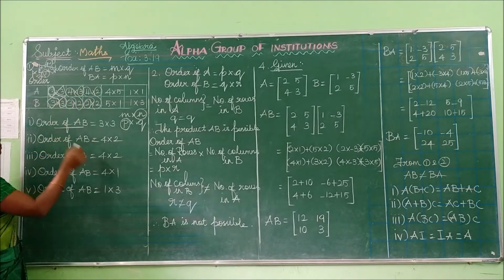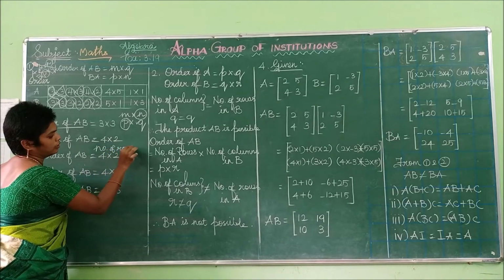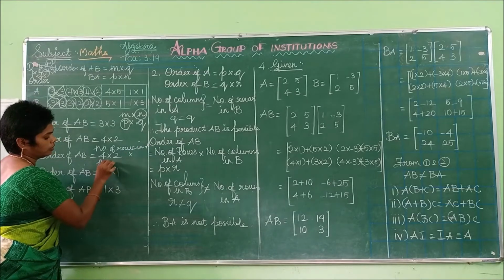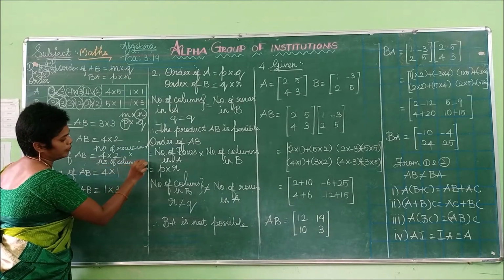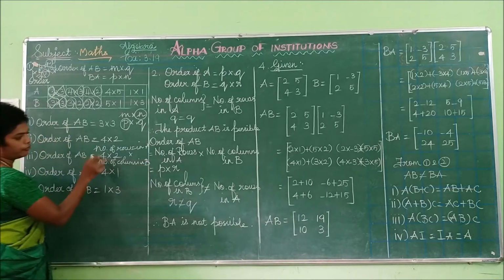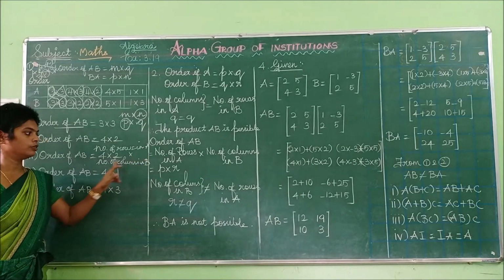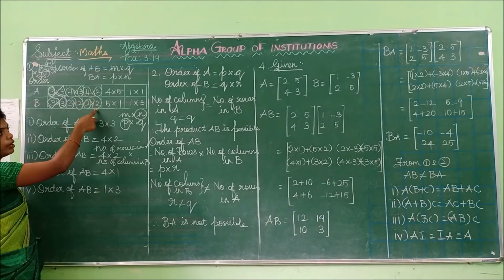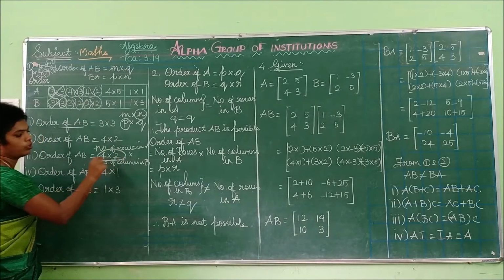Number of rows in A into number of columns in B. This is our order of AB. Our order of AB is number of rows in A into number of columns in B. So number of rows in A is 4, number of columns in B is 2. So our matrix is 4 cross 2.